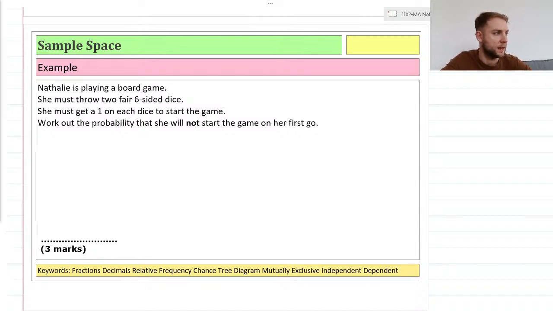Let's move on to the next one then. So Natalie is playing a board game. She must throw 2 six-sided dice. She must get a 1 on each dice to start the game. Work out the probability she will not start her game on the first go. So with this one here, we're thinking about this sample space again, aren't we?